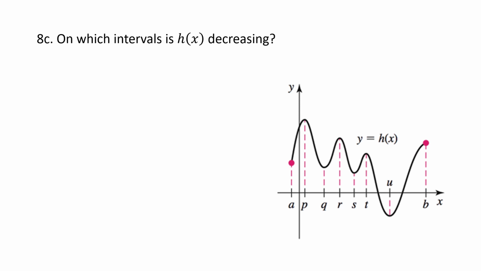And then finally, on which intervals is h of x decreasing? Again, we can just read this off the graph. So where is h going down? That's going to be from p to q. And then it's going to be from r to s. Again, I'm using interval notation here. And then it's going to be from t to u, and that's it.